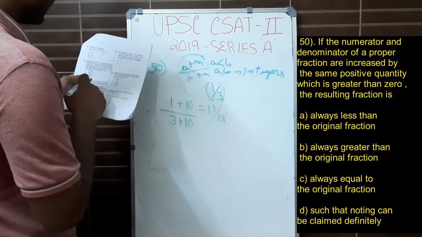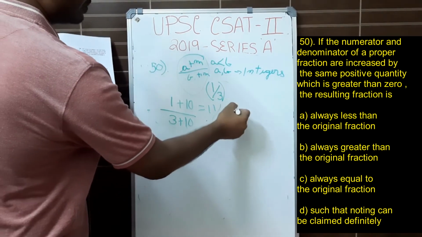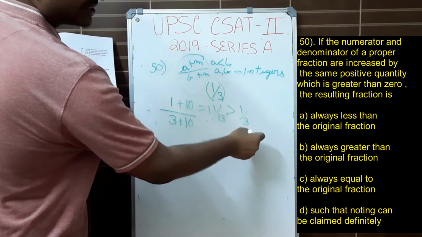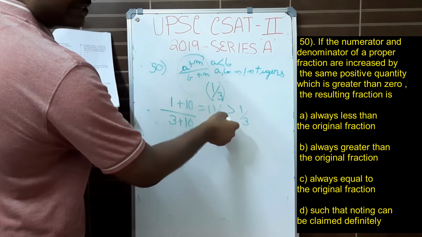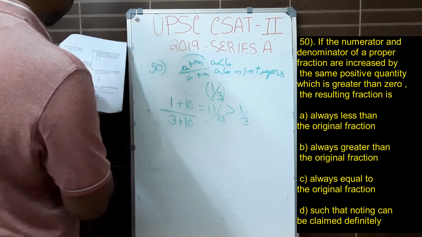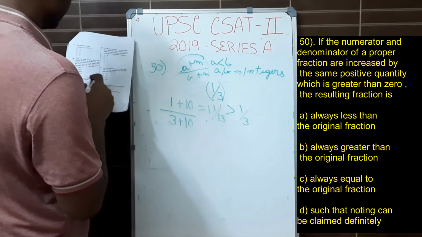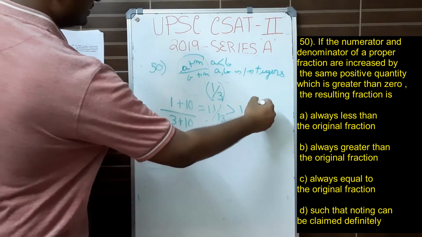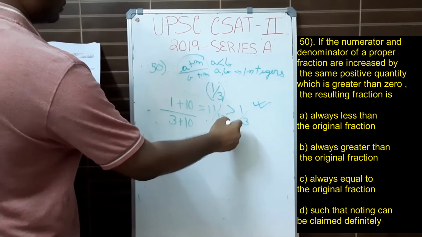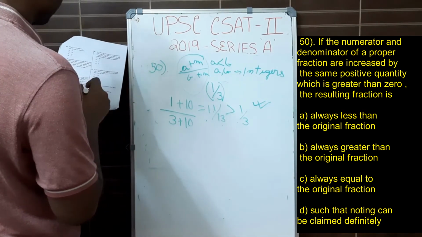So is it always less than the original fraction? No, because 11 by 13 is greater than 1 by 3. 1 by 3 is some 33 percent, something. 11 by 13 is somewhere in the 80s percent, almost close to 1. So obviously this is greater than 1 by 3. So A is wrong. Always greater than the original fraction? Yes, we can see that it is greater. Always equal? No, it is not equal. So option C is wrong. Nothing can be claimed definitely? Yeah, here the point lies.